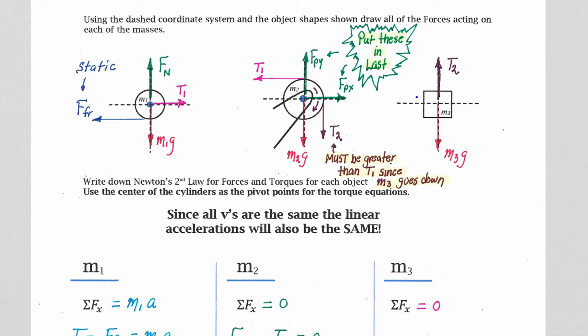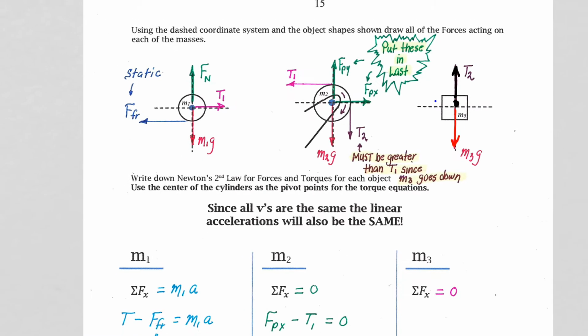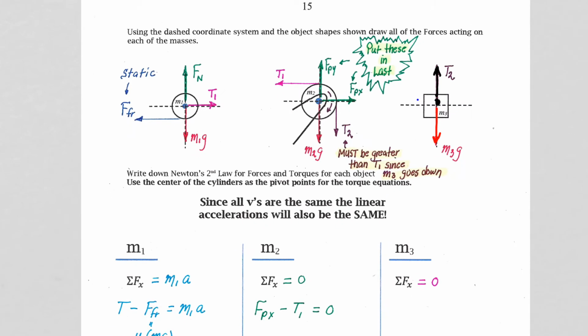So M3 has gravity pulling down and tension T2 pulling up. Remember, tensions pull, never push, and that does not change. The rotating pulley disc in the center is actually the hardest of them. So let's go over here to M1 and see what's going on with mass 1 that's rolling without slipping.